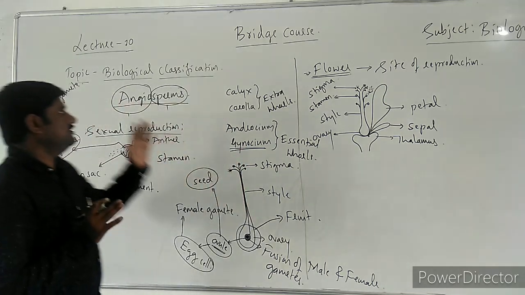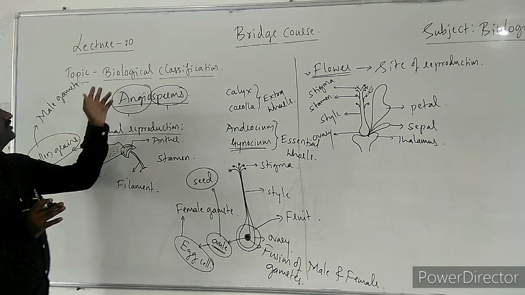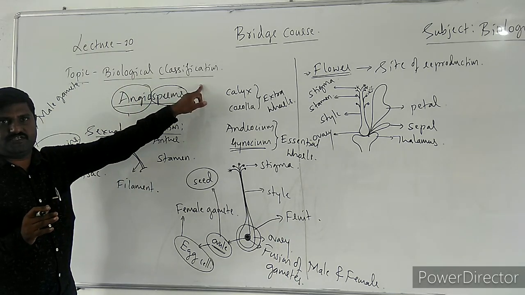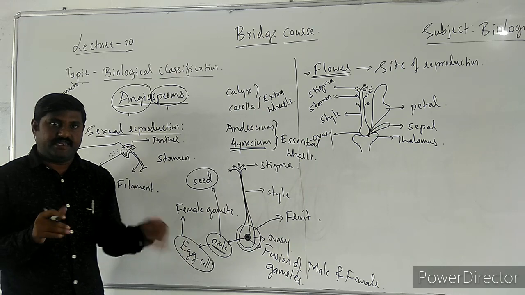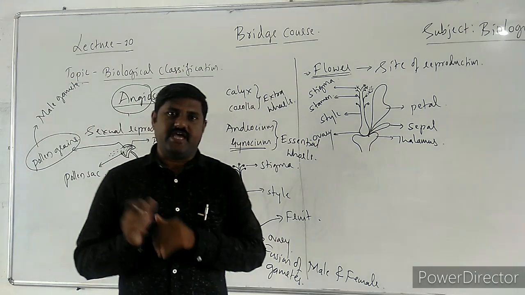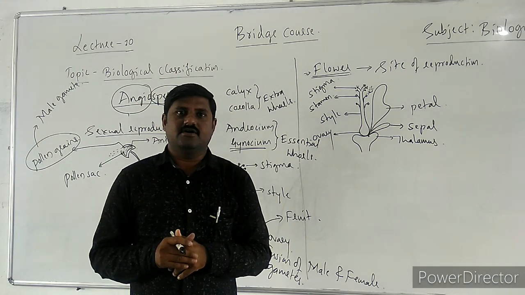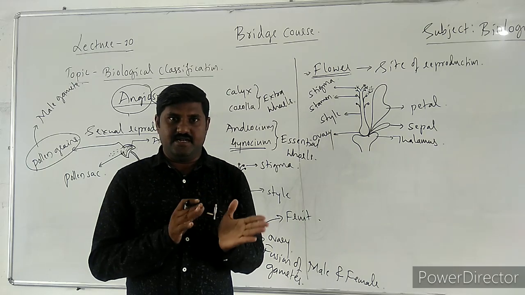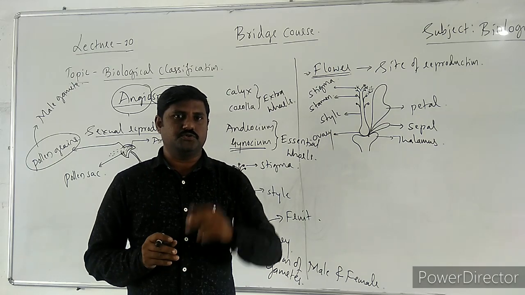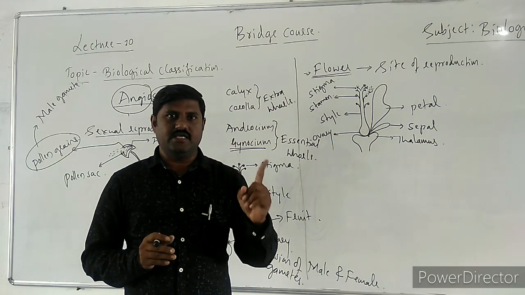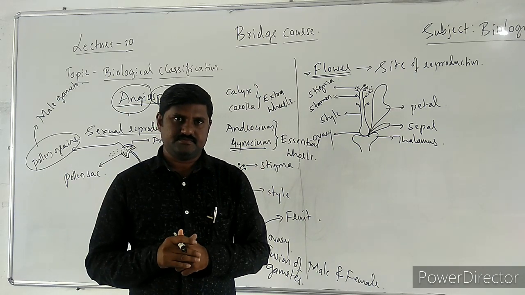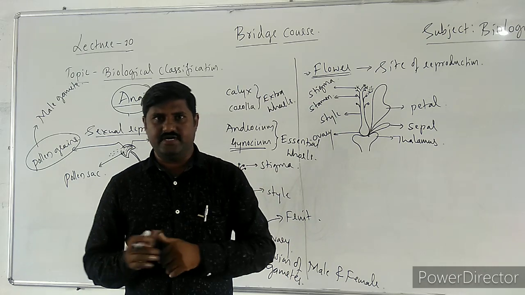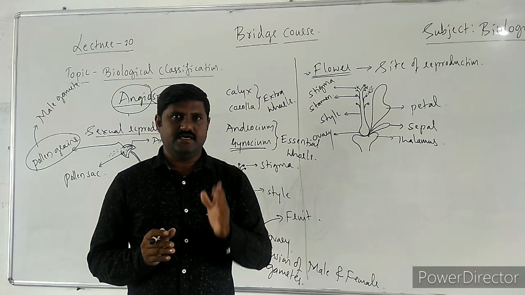So this is all about the biological classification that is done in the case of kingdom Plantae. Next kingdom is kingdom Animalia. Those animals are also classified into two major groups: one is non-chordates, and the second is chordates, or invertebrates and vertebrates. Let us see in the next video.